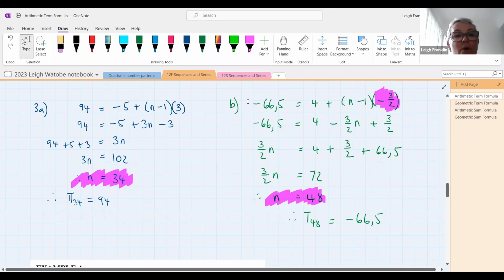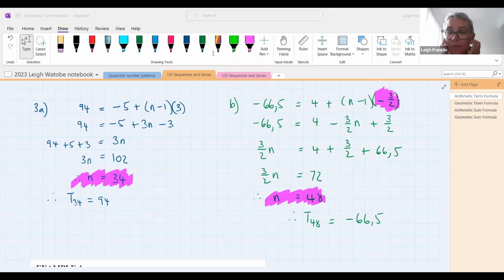Yes, Lolita, you've raised your hand. You're welcome to unmute and ask. May I ask? Yes, of course. Is it necessary to leave the 3 over 2 as a fraction, or can you convert it into a decimal? You can convert it into a decimal, Lolita. It's no problem at all. So if you wanted to work all in decimals there, it's absolutely fine.